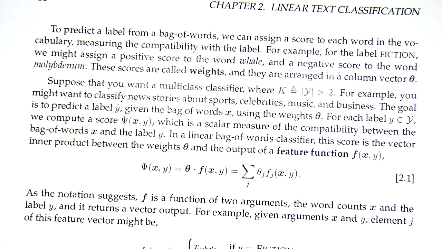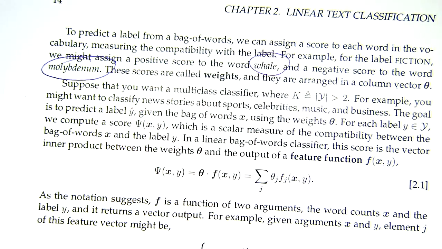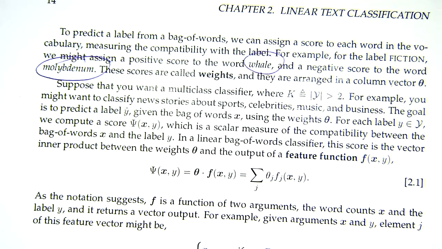So the idea is, imagine we have a bag of words feature set, right? We want to predict something from a bag of words representation of our document. And what we're going to do is say, our instance here is saying we have the word whale versus we have this word molybdenum, I don't know how you even pronounce that, which are going to hopefully be informative, right?